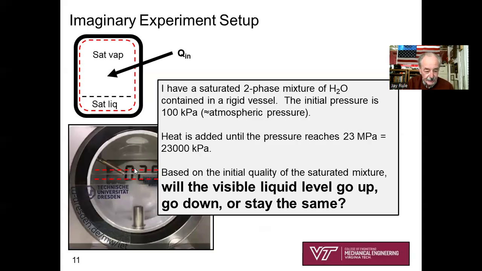Will the visible liquid level go up as we add heat? Is it going to go down as we add heat? Or will it just stay the same?